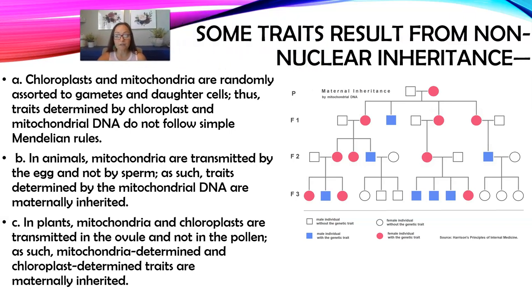Now, some traits are from non-nuclear inheritance. Non-nuclear inheritance is referencing DNA outside of the nucleus, which is basically the DNA you find in mitochondria. And then in plants, you would find it in both mitochondria and chloroplasts. So these do not follow meiosis with haploid gametes. Instead, mitochondrial DNA is inherited from the mother to her offspring. It's the egg that is the source of all organelles in offspring, so the mitochondria goes from mother to children.